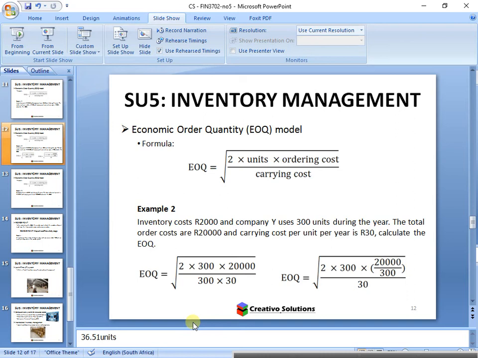Okay, remember we don't know what these units are. We don't know what the cost price is. That's not a consideration. So it doesn't matter how big or how expensive this project or this item is. All I'm looking at here is the cost of storage compared to the cost of ordering it. So notice here, there's no mention about what product this is.